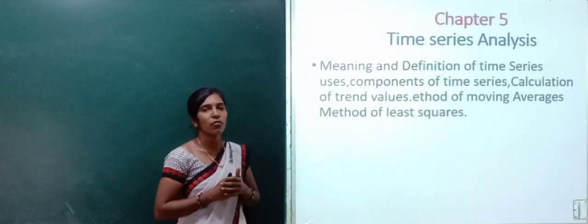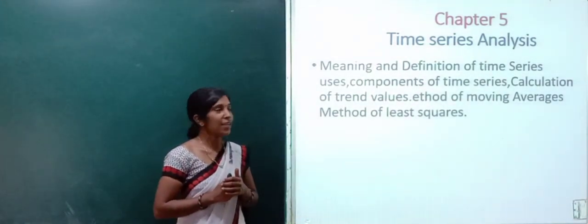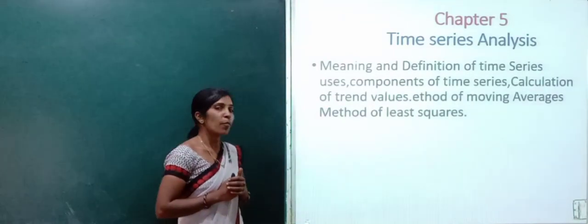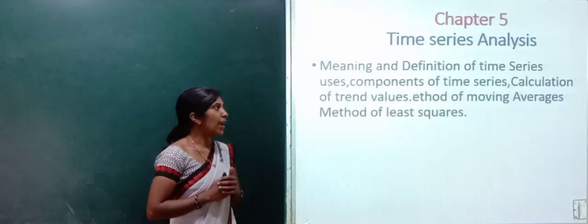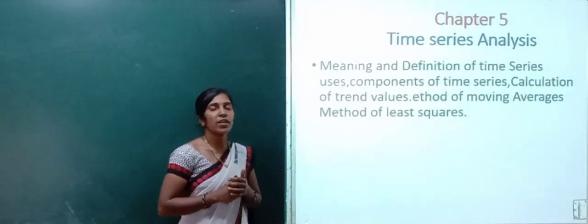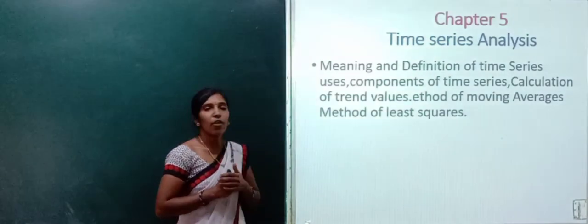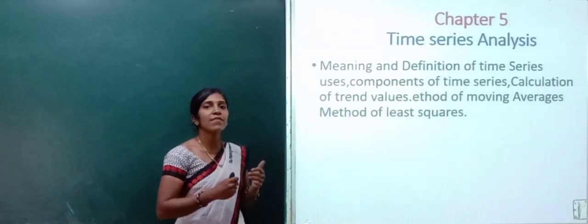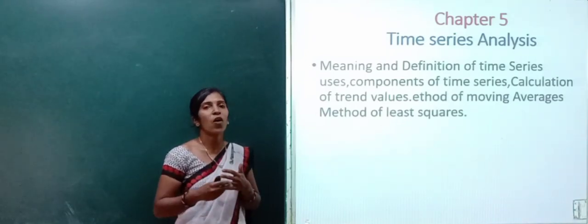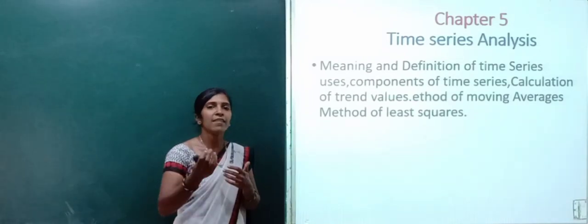The fifth chapter is related to time series analysis. In this chapter we will study the meaning and definition of time series, some uses of time series, components of time series, and calculation of trend values using some methods. One is the moving average method and another one is the method of least squares. These two methods are useful for forecasting sales, forecasting population, or forecasting production.